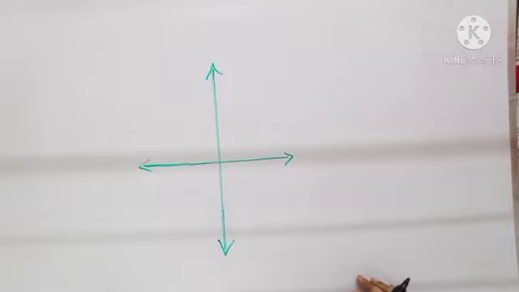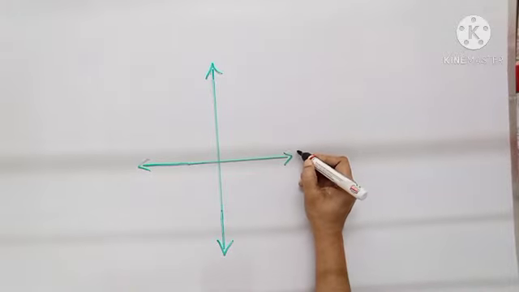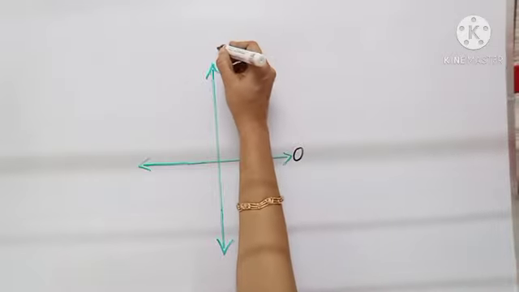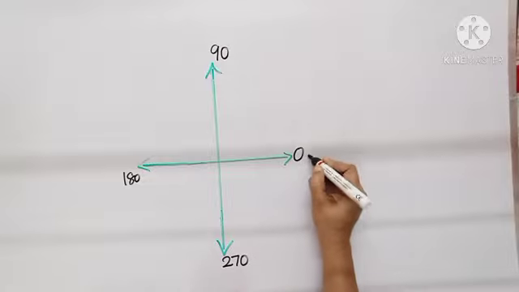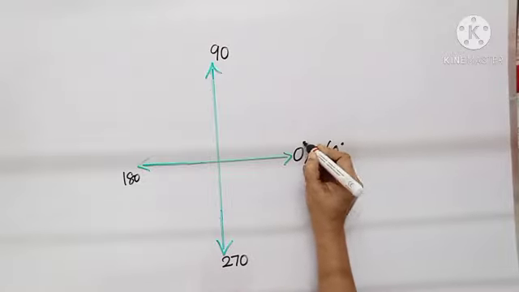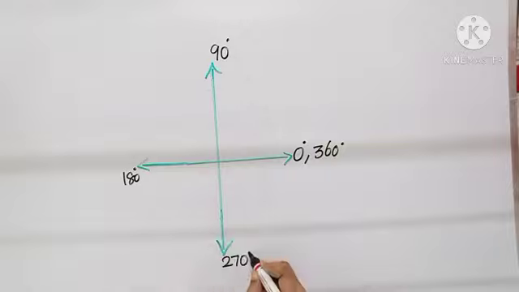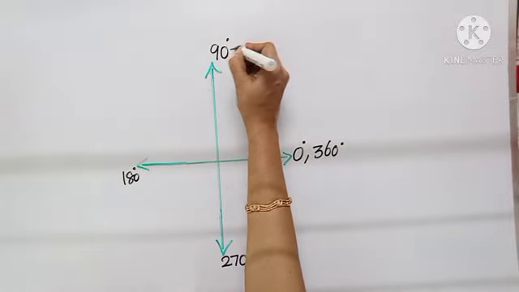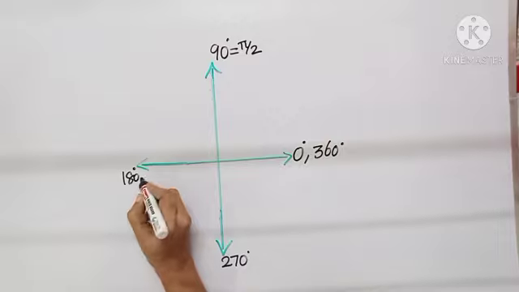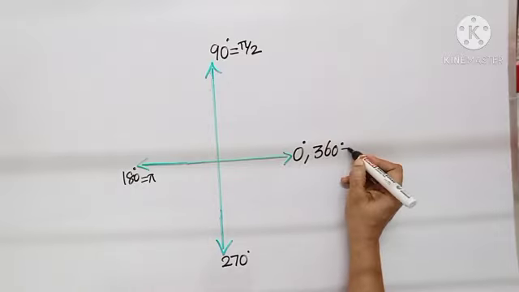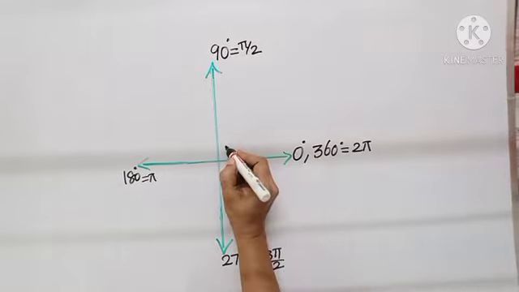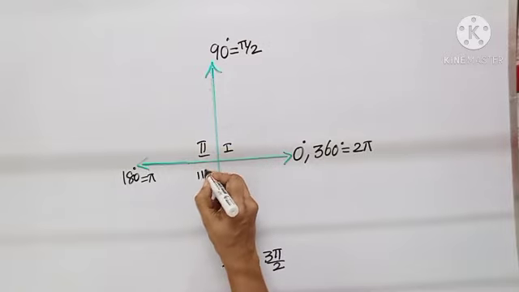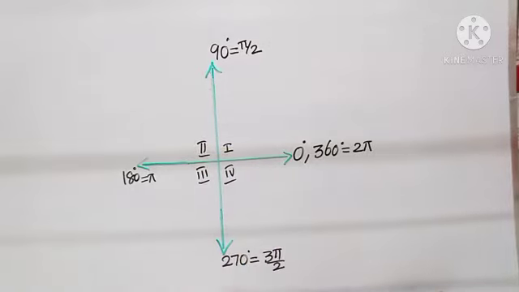Let us learn the quadrant measures. Angle starts from 0, 90, 180, 270, 360. Already we discussed this. Convert into radians now. For 90 I can write pi by 2. 180 I can write pi. 360 I can write 2 pi. 270 is 3 pi by 2. We already know this is the first, second, third, fourth quadrants.